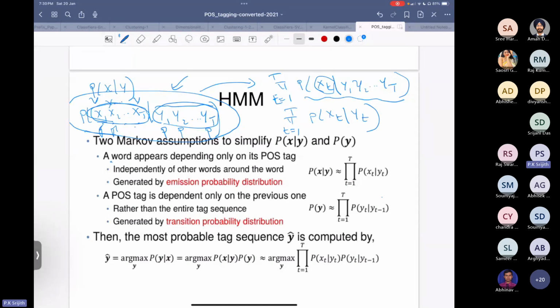So basically, a word appears depending only on its corresponding part of speech tag, and it is independent of other words around the word. This probability is often called the emission probability in the HMM literature. And this is how it models the emission probability as a product of probabilities across each of these different components of your input, conditioned on its corresponding tag or label yt.